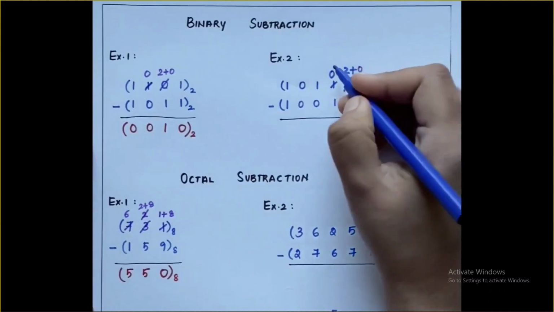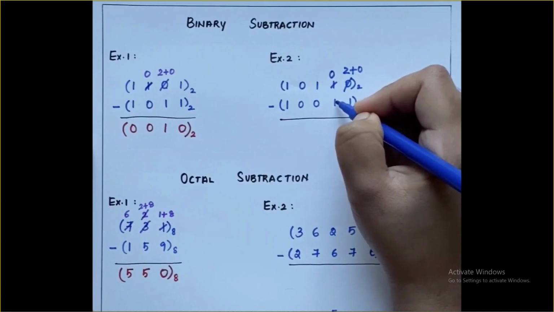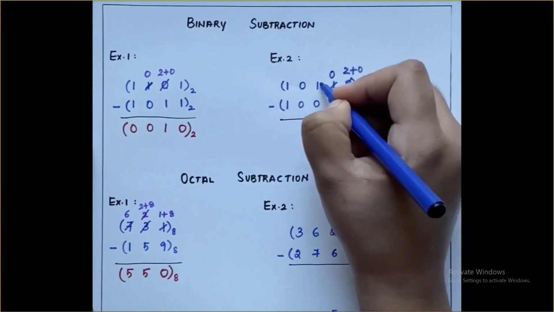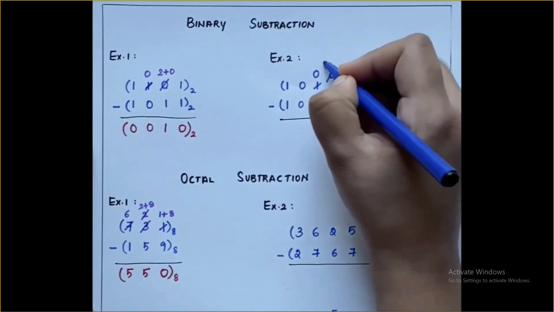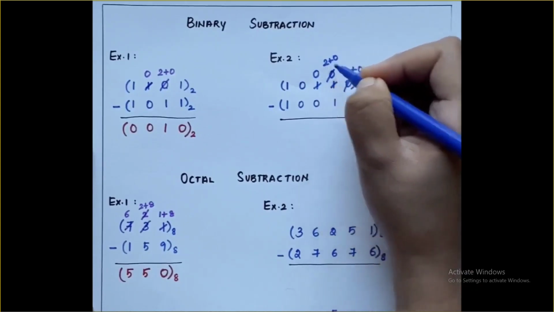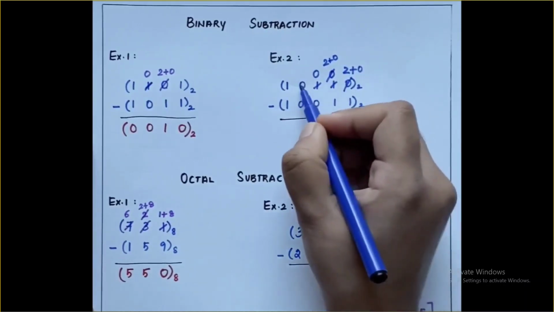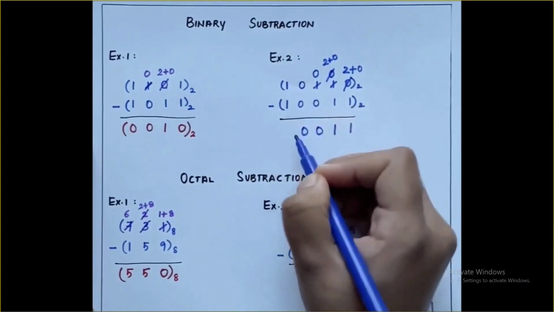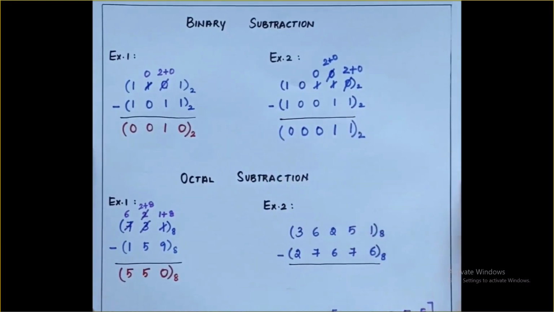Next, again 0 is less than 1, so we have to borrow again. Repeat the same step. In the previous bit we reduce it by 1, and the current bit has to be added with the base value. So 2 plus 0 will be 2, and 2 minus 1 will be 1. Next, 0 minus 0 is 0. 0 minus 0 is 0. 1 minus 1 will be 0. So 00011 to the base 2 will be the answer. This is how we have to do subtraction for the given binary numbers.